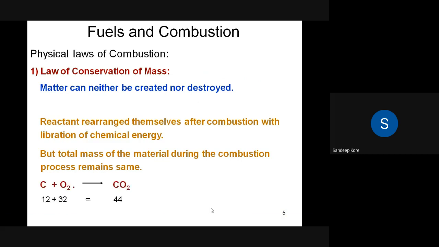So we'll take one chemical reaction. Carbon reacts with oxygen to form CO2. The atomic weight of carbon is 12. The molecular weight of oxygen is 32. So the total weight of CO2, carbon dioxide, is 44. So 32 plus 12, 44, is equal to 44. So the first law is the law of conservation of mass: the mass of reactants is equal to the mass of products. It remains constant.